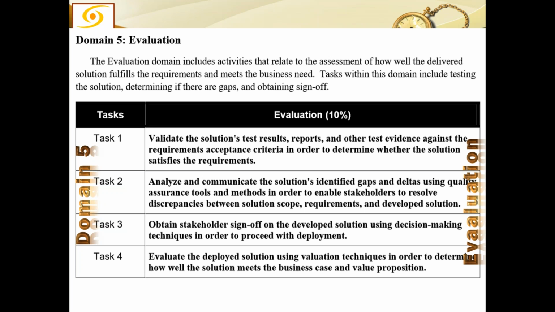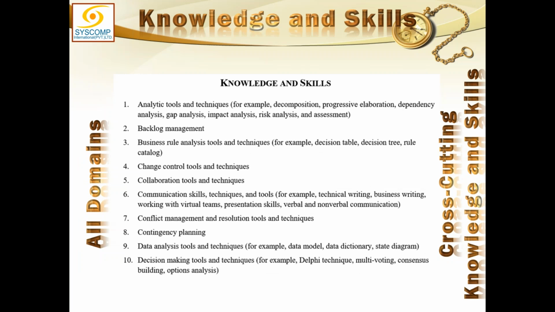So these are the five domains, and in these five domains we have got approximately 4, 5 or, you know, kind of 8 tasks each. On top of all of these five domains, there are certain skills and knowledge which a business analyst must have. So there are 10 things listed here, and you might have noticed that these things are somehow mentioned in the tasks as well. Analytical tools and techniques. For example, how to decompose a requirement, what is progressive elaboration, dependency analysis, gap analysis, impact analysis, risk analysis, and other assessments.